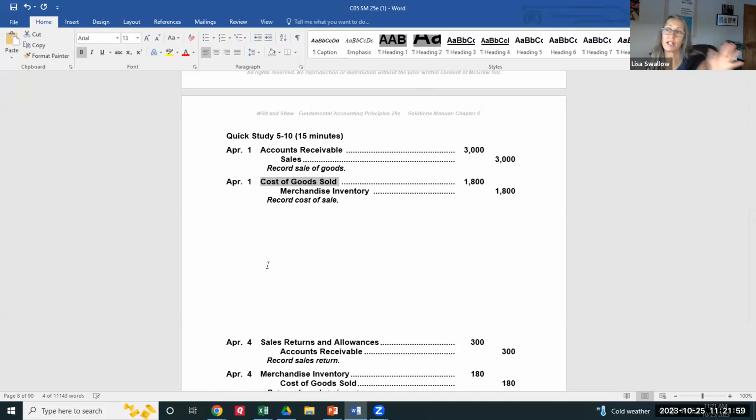Now, let me give you some instructions and then pause the tape. If this was all I did all month in my company, what would you do on your income statement? Set up that little top section of the income statement I just showed you. Sales revenue minus COGS gives me gross profit. Turn off the tape and do that for me, please.